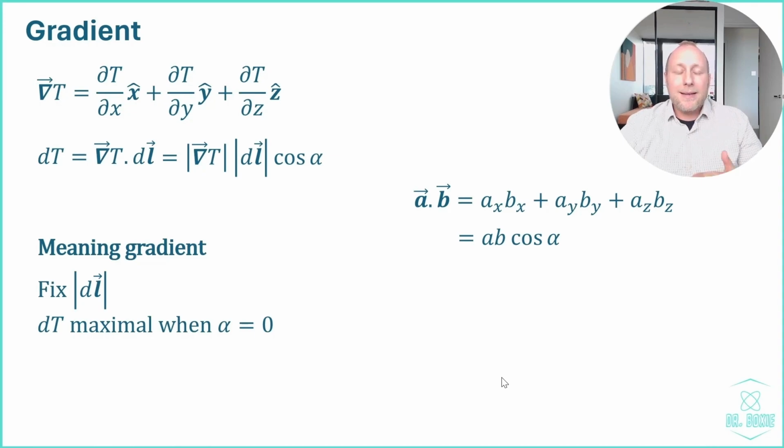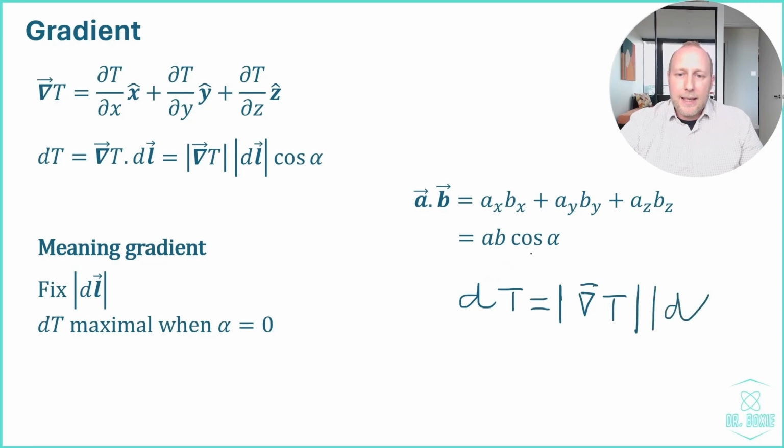But that means that the gradient always points in the direction in which t increases most steeply. So that is the meaning of the direction of the gradient. What is its magnitude? Well, if we are moving in that direction, meaning that alpha is 0 such that the cosine of it is 1, we get that dt is equal to the magnitude of the gradient of t multiplied with the magnitude of dl. And that means that the change in t, dt, is equal to the magnitude of the gradient of t per dl.